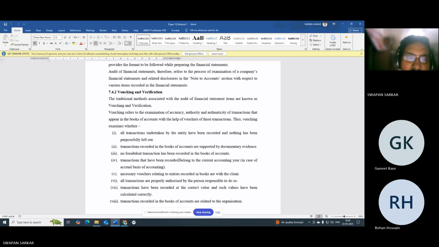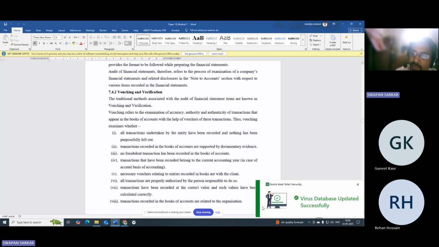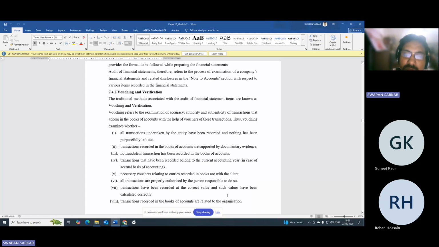Now, vouching examines whether all the transactions undertaken by the entity have been recorded and nothing has been left out purposefully. Transactions recorded in the books of accounts are supported by documentary evidence, that is vouchers. No fraudulent transaction has been recorded in the books of accounts. Transactions that have been recorded belong to the current accounting year only. It is not of the previous year or for the next year. Necessary vouchers relating to entries recorded in the books are with the client.